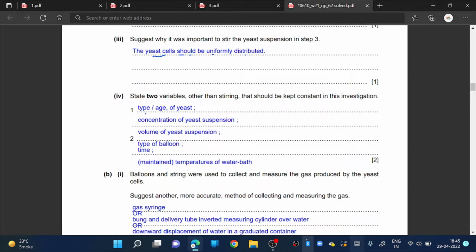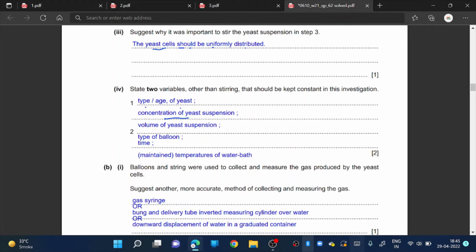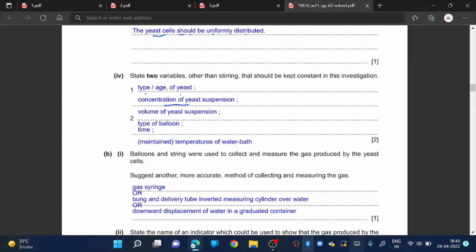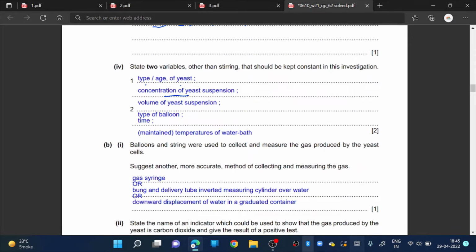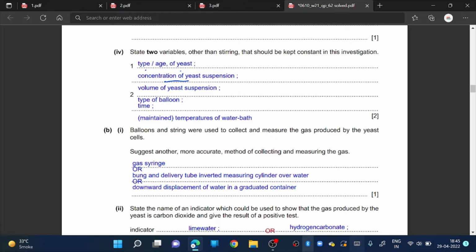So it could be the type or the age of the yeast, concentration of the yeast solution, as in how much of yeast solution you've added in that 25 cm cube, which was not mentioned in this experiment, volume of the yeast suspension, type of the balloon, how big it is, how small it is, how elastic it is, the time for observation, and the temperature of the water bath. In the hot water bath, the temperature should be maintained at the same temperature every time you repeat the experiment, or else it will affect the total results of the experiment.